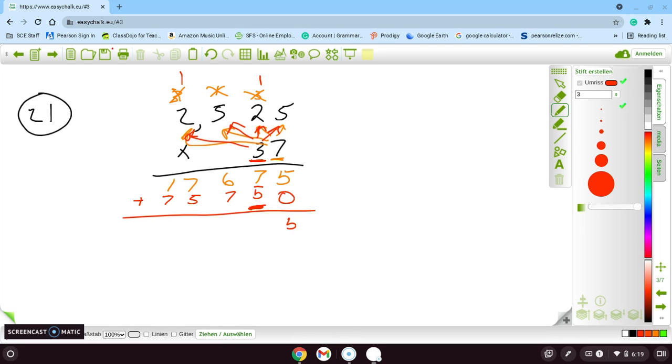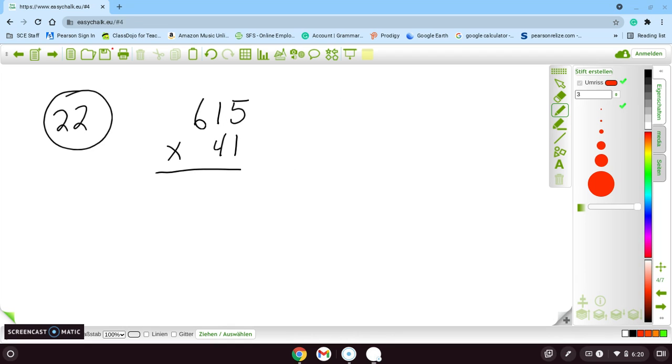5 plus 0 is 5. 7 plus 5 is 12. Regroup my 1. 1 plus 6 is 7. Plus 7 is 14. Regroup my 1. 1 plus 7 is 8. 8 plus 5 is 13. Regroup my 1. 1 plus 1 is 2. 2 plus 7 is 9. So I get an answer of 93,425.